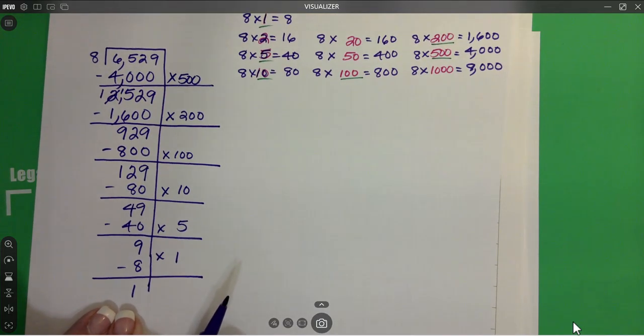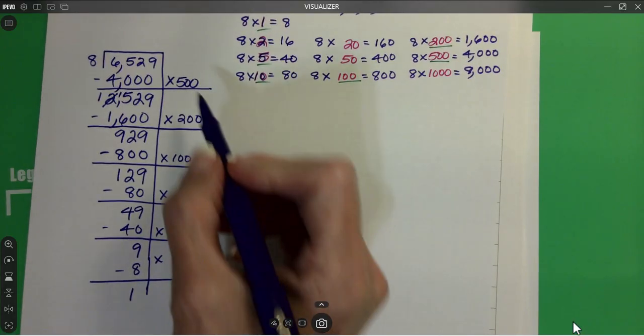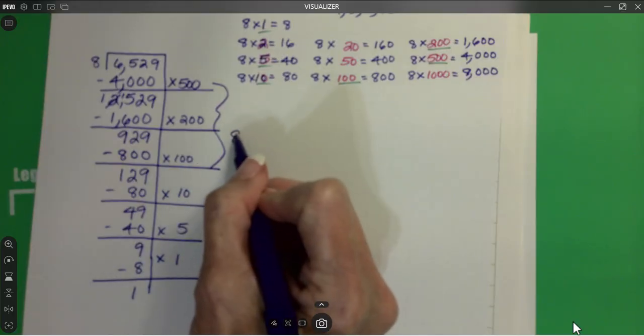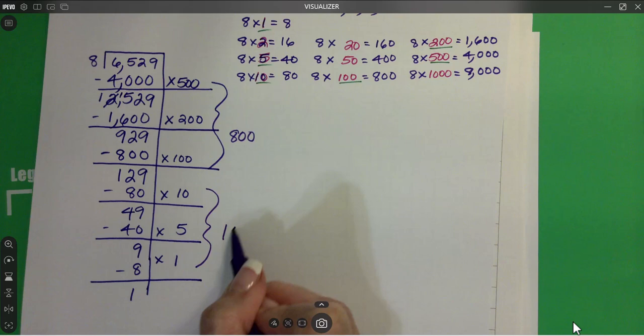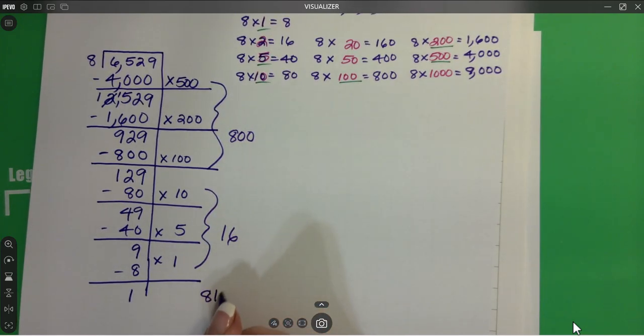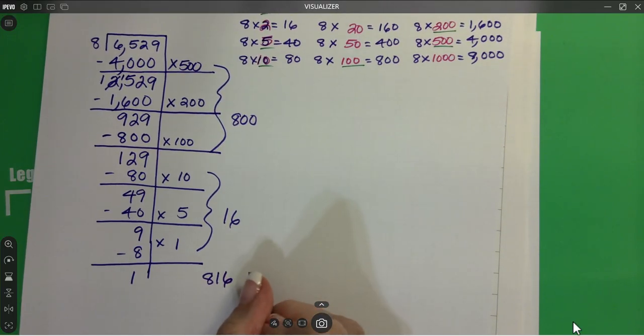So I am done. What I'm going to do is I'm going to add all my partial quotients, and I'm going to add all these together. This is 5, 6, 7. This is 800. And then this is 10, 15, 16. And 800 plus 16 is 816. I have 1 left over, so that means I have 816 remainder 1.